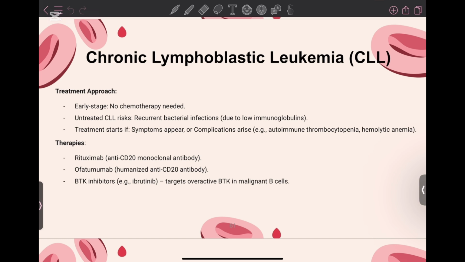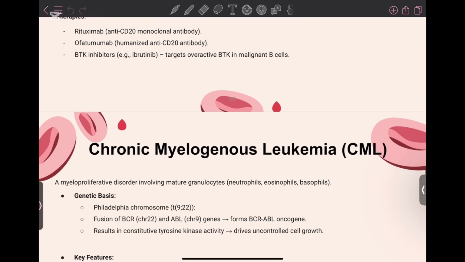What is mentioned in your slide is the treatment approach. So at early stages, no chemotherapy. Untreated CLL risks recurrent bacterial infections because they're not going to have any immunoglobulins. And the treatment is going to start if the patient becomes symptomatic or has complications such as autoimmune thrombocytopenia and hemolytic anemia. The therapies are going to be rituximab, BTK inhibitors, and ofatumumab, which is a humanized anti-CD20 antibody.